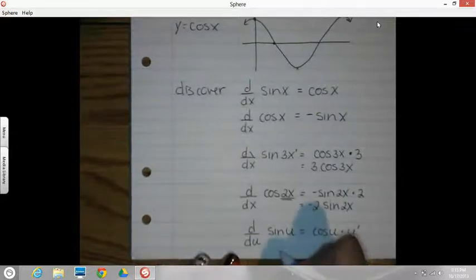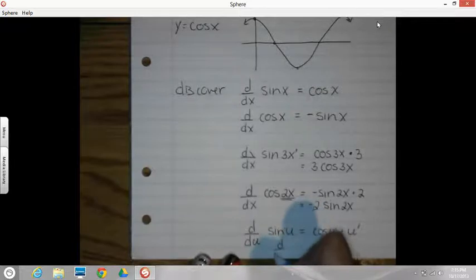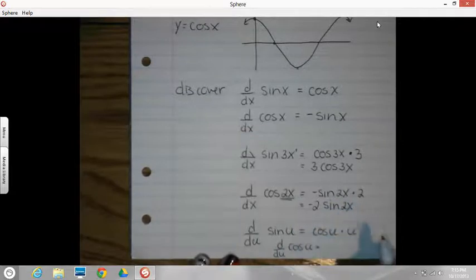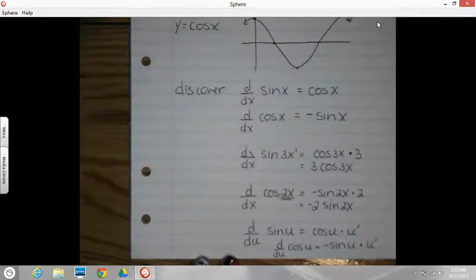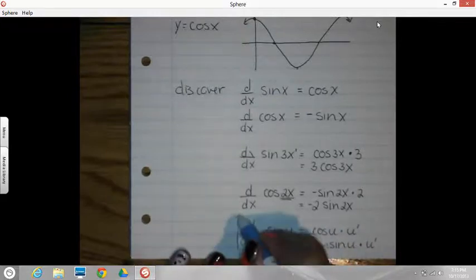And then the derivative of a cosine function of some angle u is the negative sine of the angle times the derivative of the angle. And you're going to get a lot of practice with this in the next section. So that was section 3.6. It was just discovering these 2 new derivative rules.